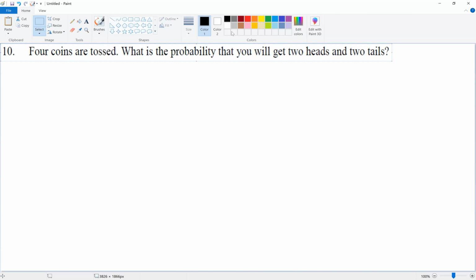Shamuta, did you do number 10? No, but I'll try. You want to try? Yeah, go ahead. 4 coins are tossed. What is the probability that you'll get 2 heads and 2 tails?